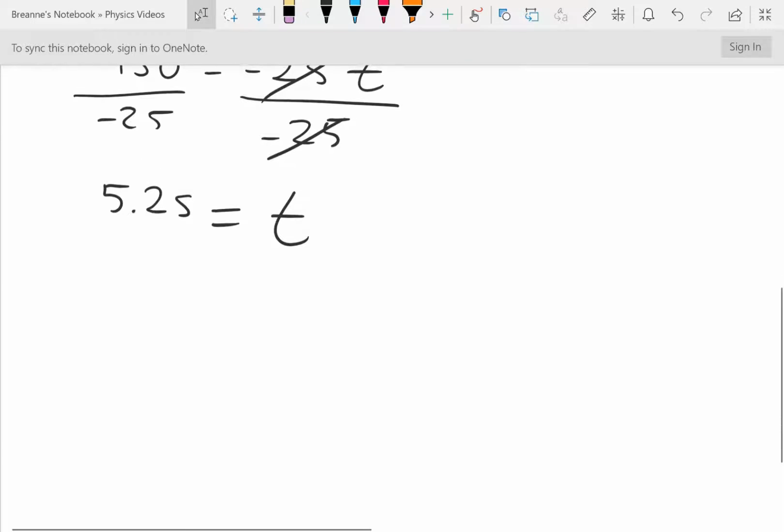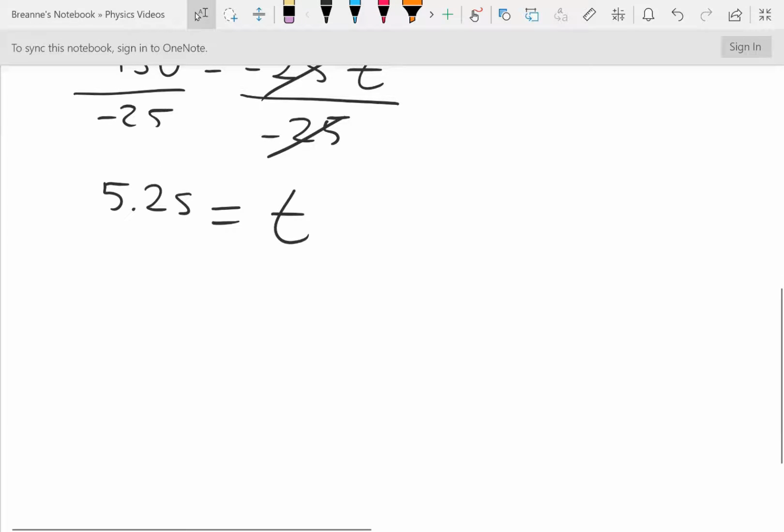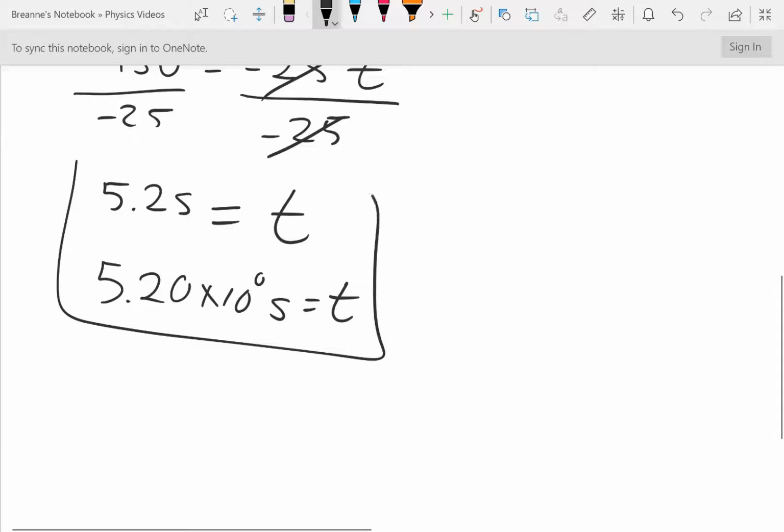That is our answer. Now, to put that into scientific notation, we don't have to move the decimal at all. So it just becomes 5.20 times 10 to the 0 because we did not have to move the decimal. So there's our answer in standard form and in scientific form.